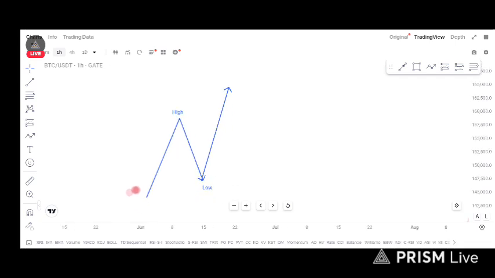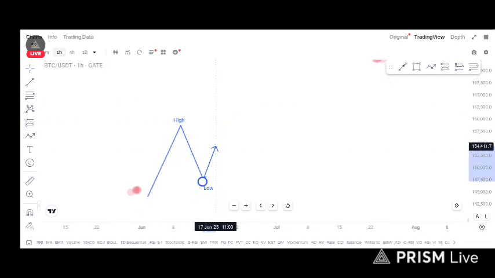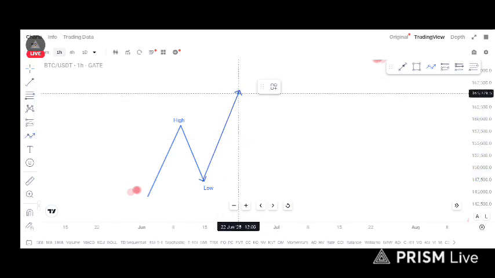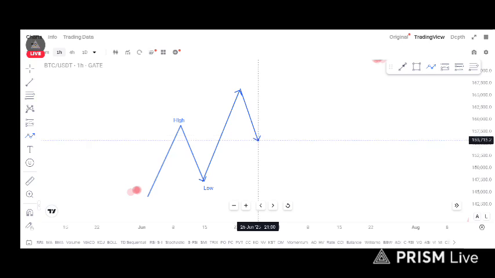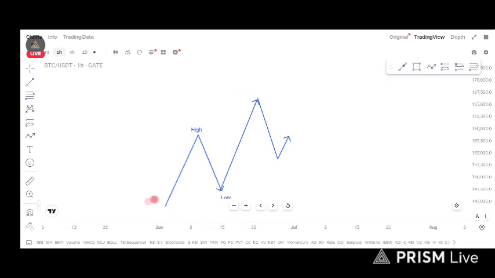Now it started moving up again, okay? It moved above this previous high here and started coming back again. What did it do? It created another high, but there is already a high here, okay? And this new high that is created here, stay with me, is higher than this previous high, okay?